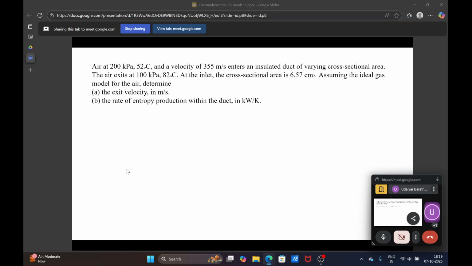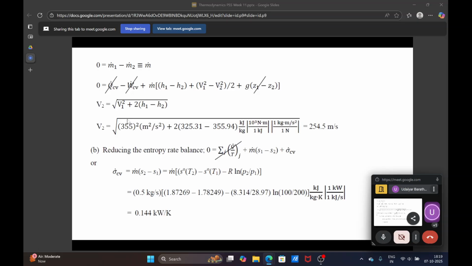We have a cross sectional area which is getting reduced, and the inlet cross sectional area is given, and the velocity and conditions, pressure and temperatures, are given for both. So we need to find out the exit velocity and the rate of entropy production. So we'll see how to solve this.